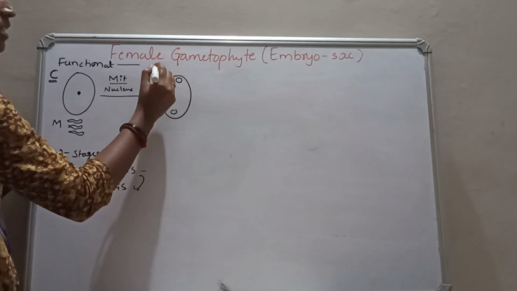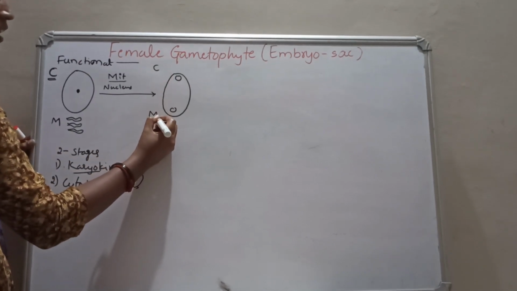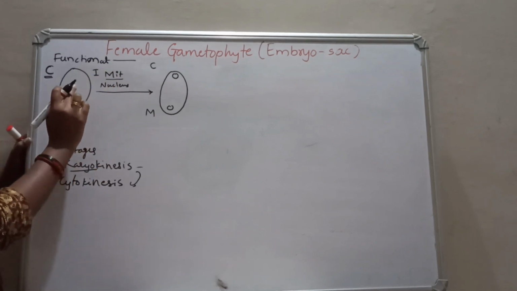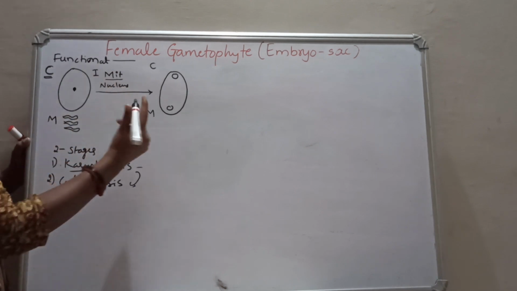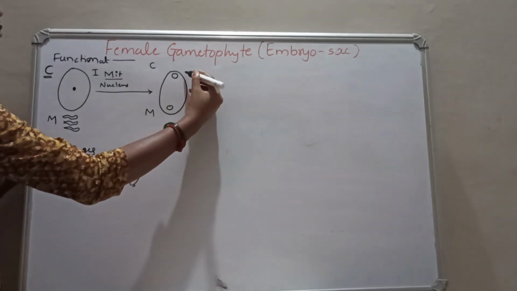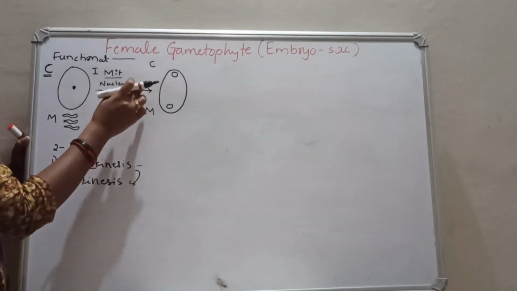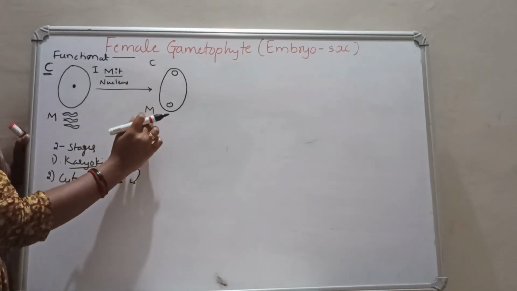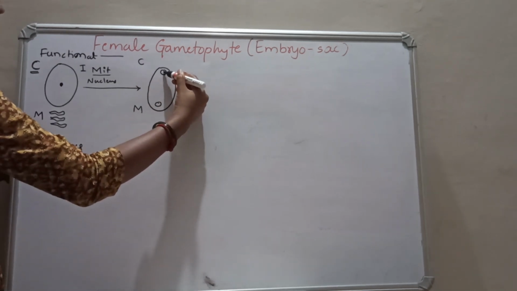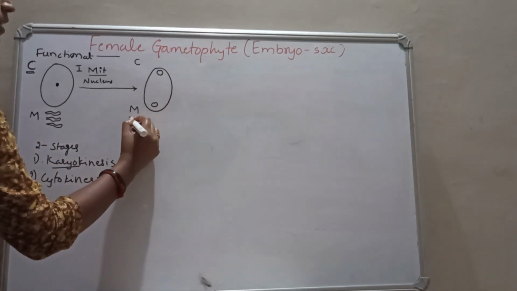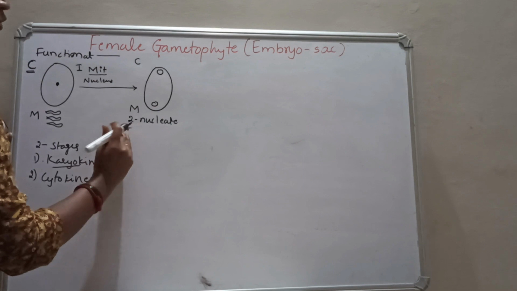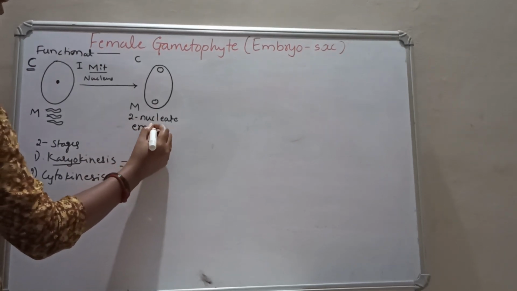This is the chalazal region and this is the micropylar region. This is the first mitotic division. In the first mitotic division, the 1 nucleus divides and produces 2 nuclei, and these 2 nuclei move towards the opposite poles. The one is the chalazal pole and the other is the micropylar pole. Here the one cell has 2 nuclei, that's why it is called the 2 nucleate stage of the embryo sac.